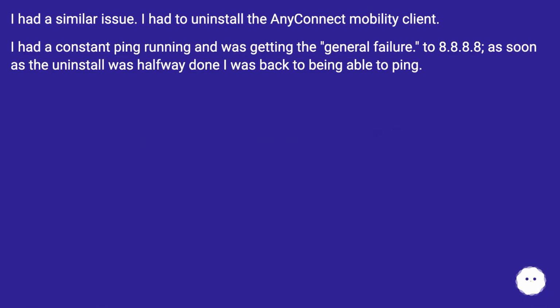I had a similar issue. I had to uninstall the AnyConnect mobility client. I had a constant ping running and was getting the general failure to 8.8.8.8. As soon as the uninstall was halfway done, I was back to being able to ping.